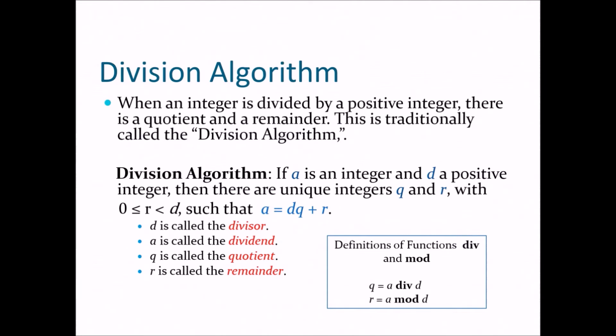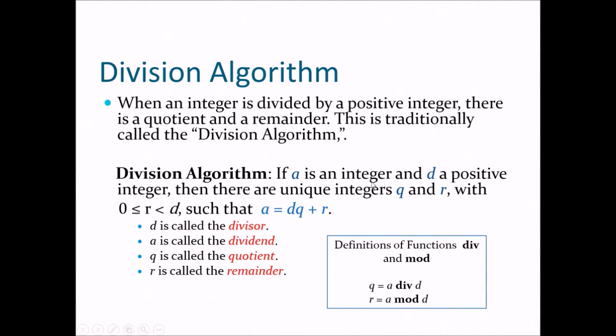Next, there is a division algorithm when an integer is divided by a positive integer. So keep this in mind. We are dividing by positive integers. There is a quotient and a remainder. So this is traditionally called the division algorithm, and you are already familiar with this algorithm.